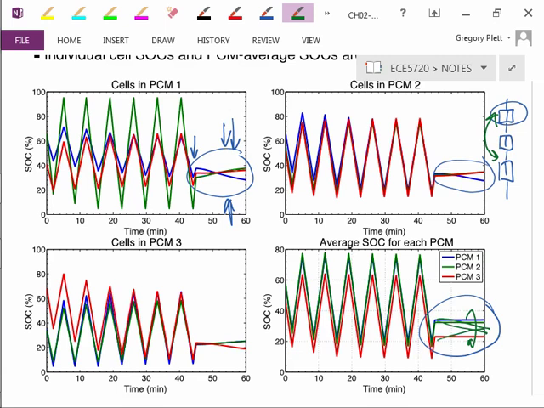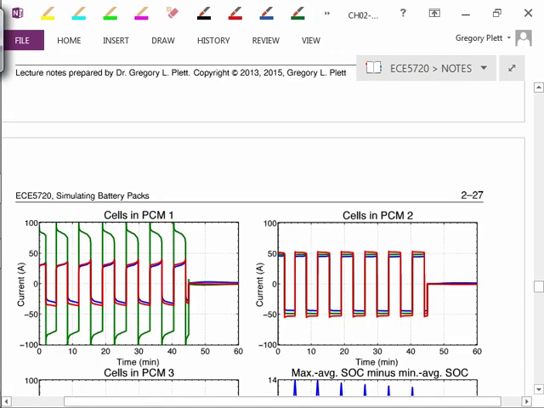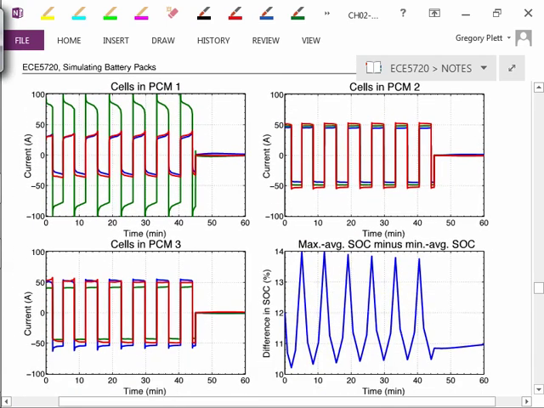Also, as we run the simulation, we can get insight into other things like currents. Here we see the current of each individual cell in PCM number 1. Again, the green line was cell number 2, and that one had the lowest capacity, so it's actually seeing the greatest current, and it probably has a lower resistance too, although I don't know that for sure. But it's seeing much greater current than the other cells are.